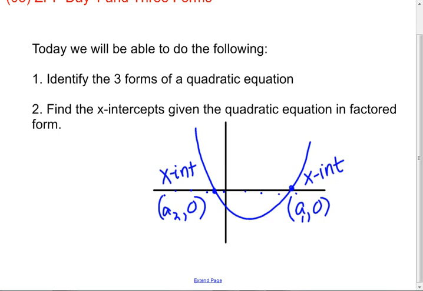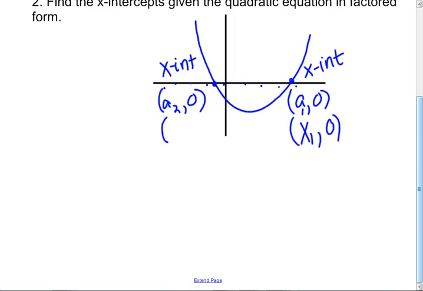Because I have two different x-intercepts, I have to name them something different. I could have called them A and B. Could call it anything I want. And usually we call them X1. But when I see the x's, I think of a variable, so I think it's easier if I call it A. But in the notes, it's X1 and X2.